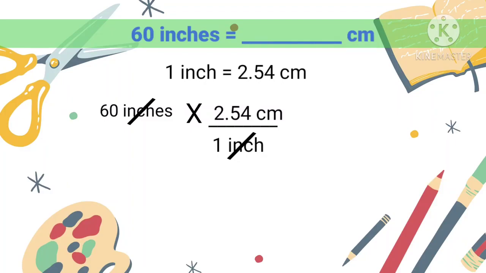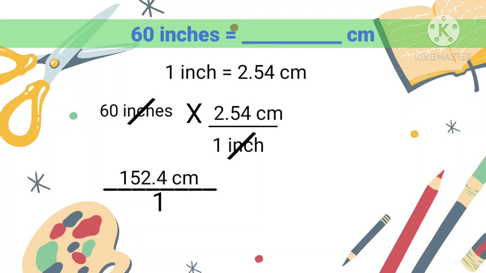60 times 2.54 centimeters is equal to 152.4 centimeters. And since the denominator of both 60 and 2.54 centimeters is 1, then 1 times 1 equals 1. Through this process, we get the answer of 152.4 centimeters over 1. Then proceed to division.